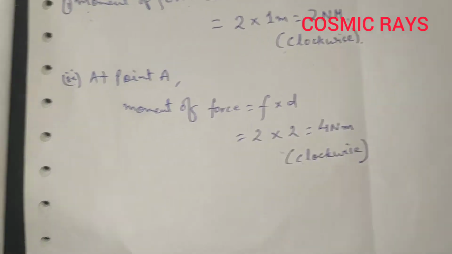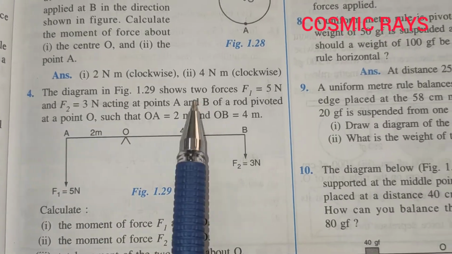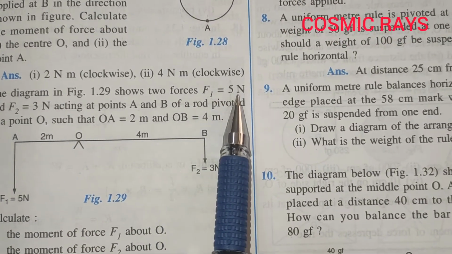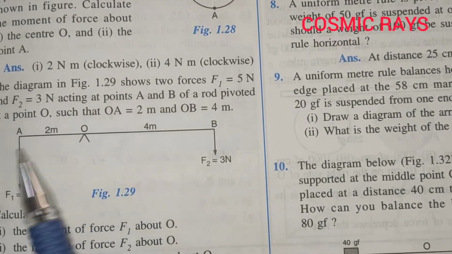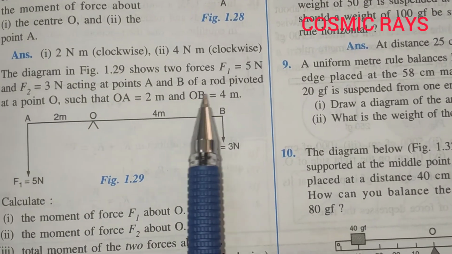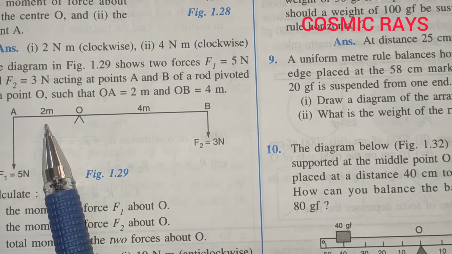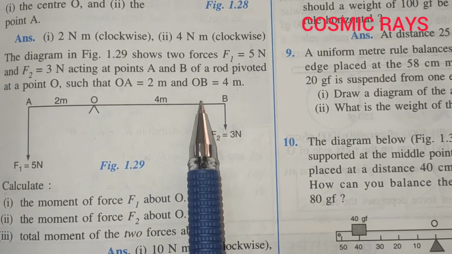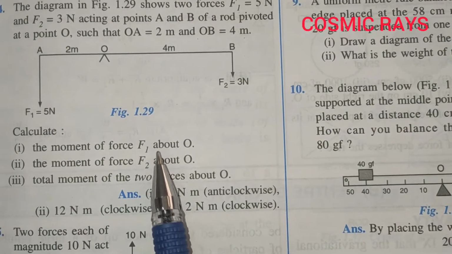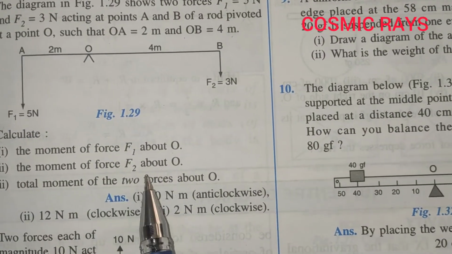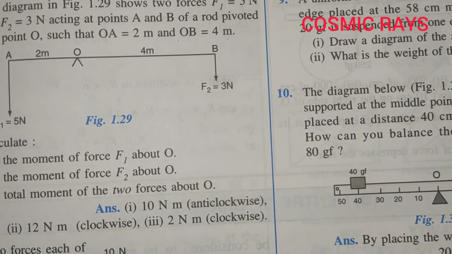Now we will try question number 4. It says the diagram shows two forces, F1 5 Newton and F2 3 Newton, acting at points A and B. These are the points A and B of a rod pivoted at point O such that OA is 2 meter, OB is 4 meter, and we have to calculate the moment of force F1 about O, moment of force F2 about O, and the total moment of the two forces about O.